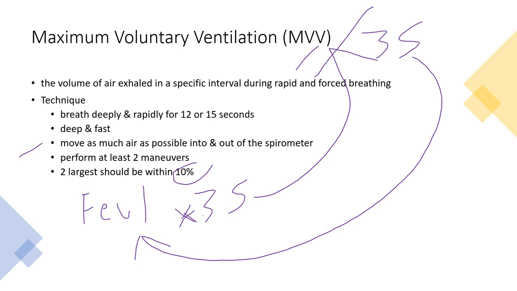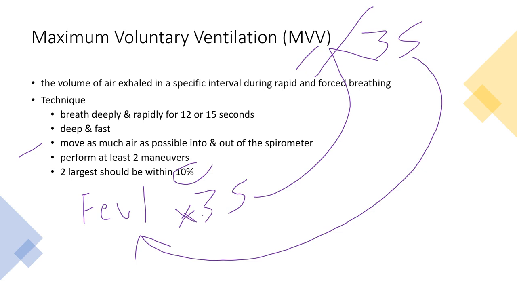So if their FEV1 was a very good effort, I got a really good FEV1, but I'm worried about their effort on the MVV, then I can do this, right? So I can take the MVV divided by 35, and if it's lower than the FEV1, it's a sign their effort wasn't great, and I need to redo the MVV. If the MVV is higher than the FEV1, then that's a sign I need to go back and redo the FEV1. I know. Right, so it tells us about effort. So 35 is what's traditionally used out there. I know your book says 40, but 35 is what's traditionally used.